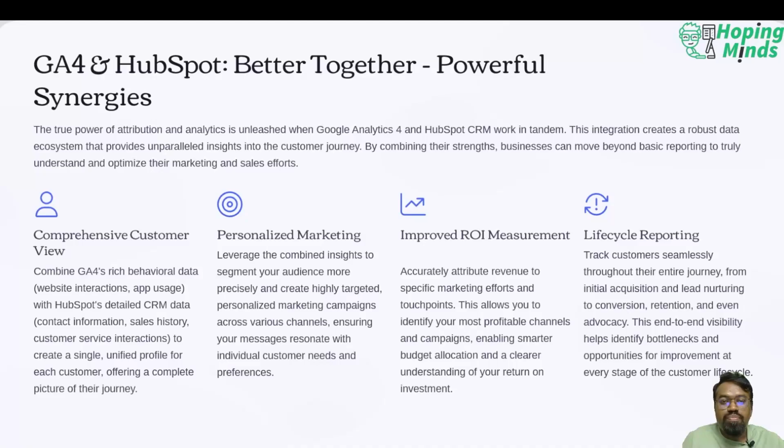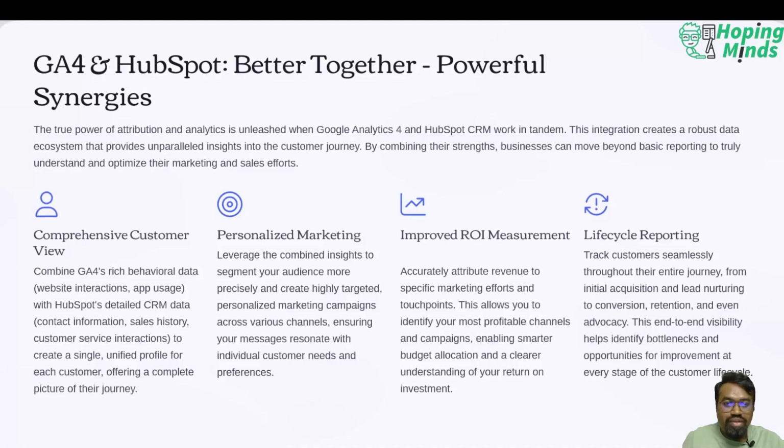Now we can do personalized marketing. Leverage the combined insights to segment your audience more precisely and create highly targeted, personalized marketing campaigns across various channels, ensuring your messages resonate with individual customer needs and preferences. We have already seen that with the help of HubSpot, we can create personalized emails, target our customers, and accordingly generate results.